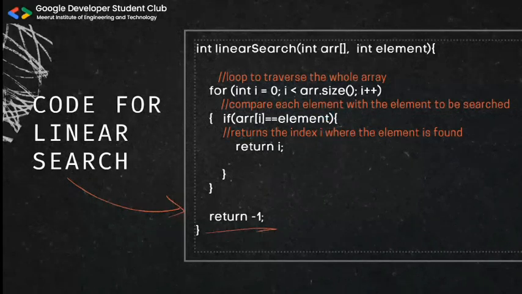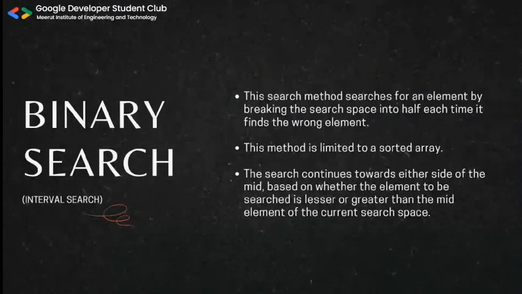Now, the next method is binary search. So what is binary search? Binary search is a type of interval search. Now, you can only apply this on a sorted array. You cannot apply this on an unsorted array. So what this method does is reduce the search space to half each time a wrong element is found.